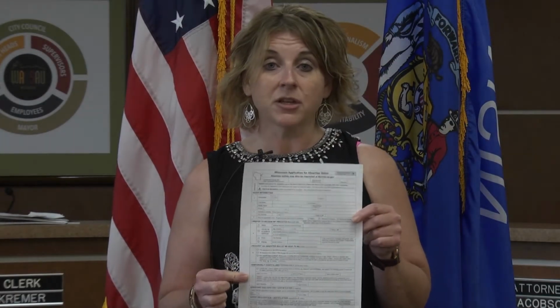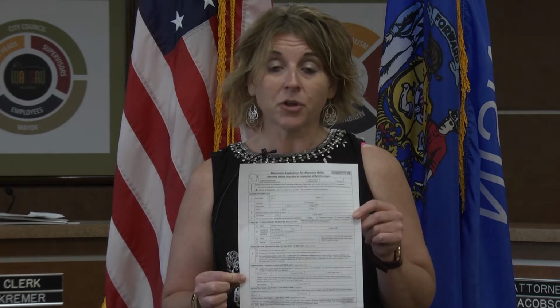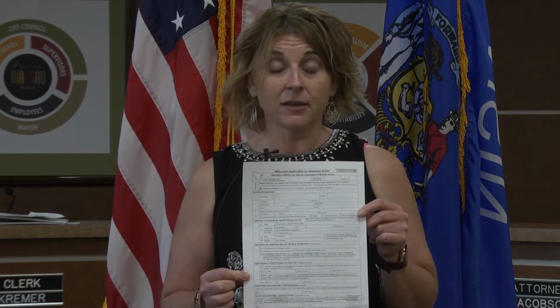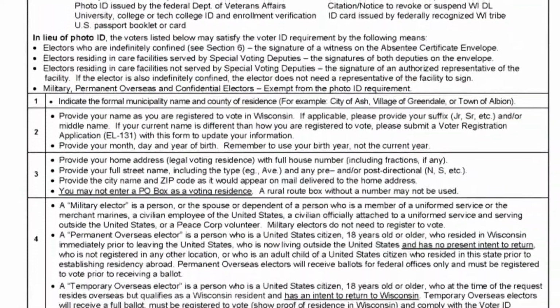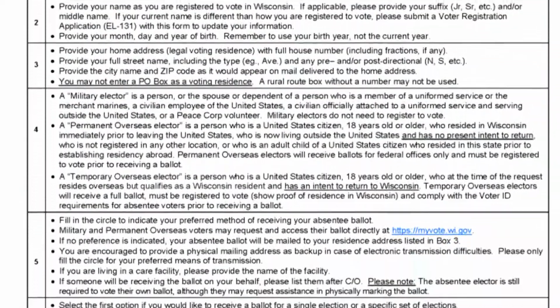You just complete the application, indicate whether you want it for a certain election or for a calendar year. Also, if you qualify as an indefinitely confined voter, you can check that box. Once you have completed the application, you must submit it to your municipal clerk along with acceptable photo ID, again, unless you are exempt. There are instructions on the back that go through all the parts of the application and explain things in more detail.